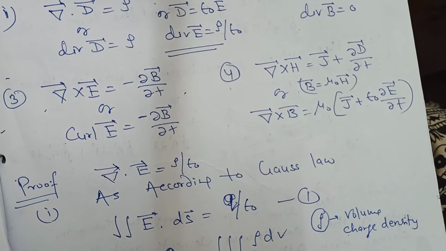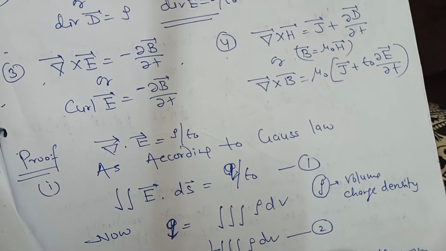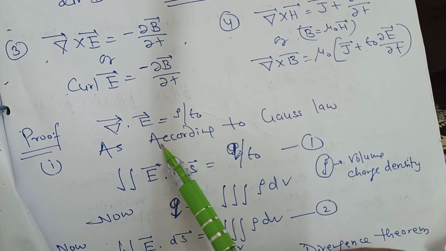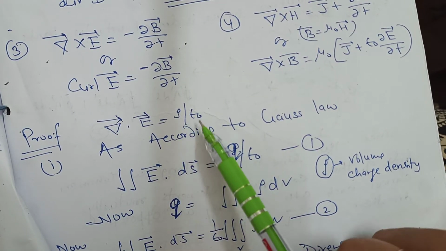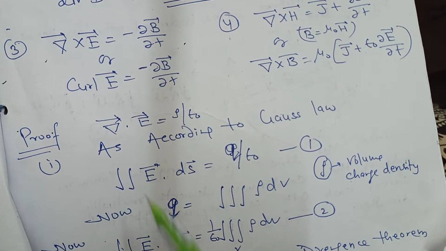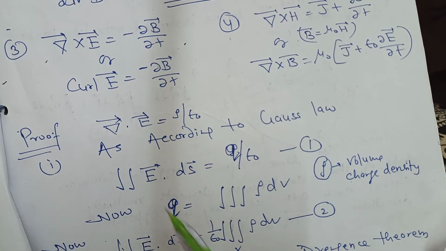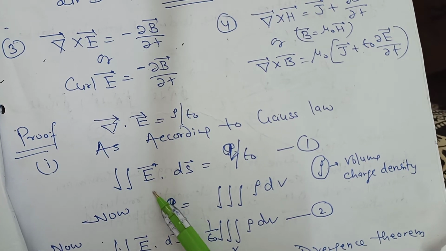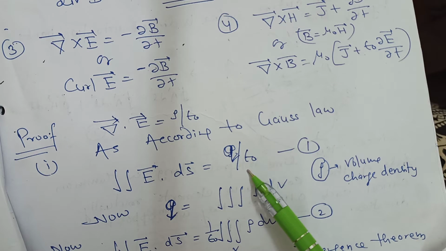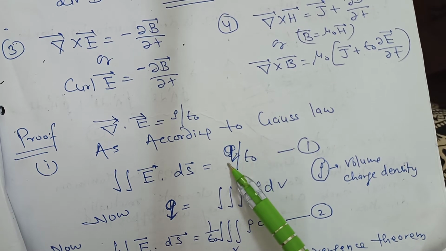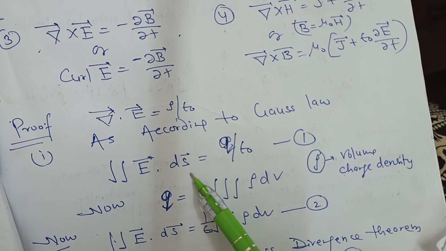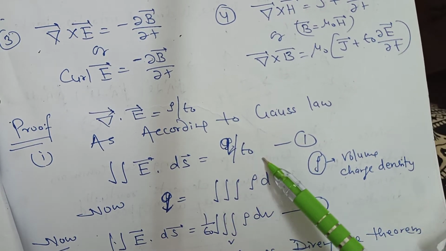Now, one by one, we are going to prove the Maxwell differential form of the equations. First one is del dot E is equal to rho by epsilon naught. To prove this equation, let's consider Gauss's law, that is the total flux through any surface is equal to 1 by epsilon naught times the total charge. Mathematically it can be written as the surface integral of E dot ds is equal to q by epsilon naught.